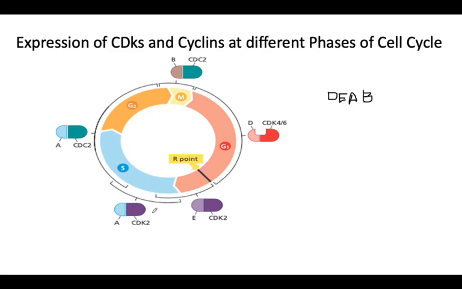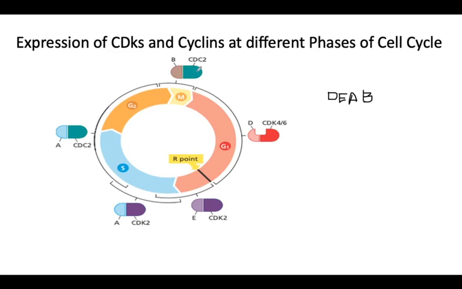Then there is an overlap of CDK2, which forms a complex with cyclin A, so E is being replaced with A, followed by CDC2. This is also called cyclin-dependent kinase 1, but for the sake of the same flow we are calling it CDC2, forming a complex with cyclin A, and then till mitosis there is an overlap of cyclin B forming a complex with CDC2.